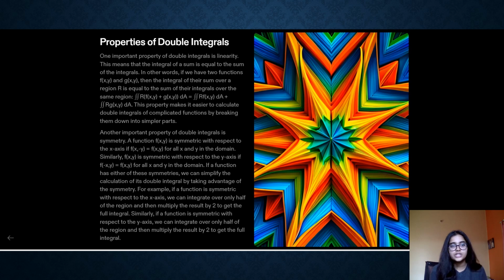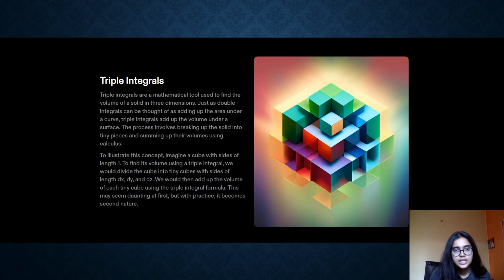Another important property of double integrals is symmetry. A function f(x, y) is symmetric with respect to the x-axis if f(x, -y) is equal to f(x, y) for all (x, y) in the domain. Similarly, f(x, y) is symmetric with respect to the y-axis if f(-x, y) is equal to f(x, y) for all x and y in the domain. If a function has either of the symmetries, we can simplify the calculation of its double integral by taking advantage of the symmetry. Now let's learn about triple integrals.